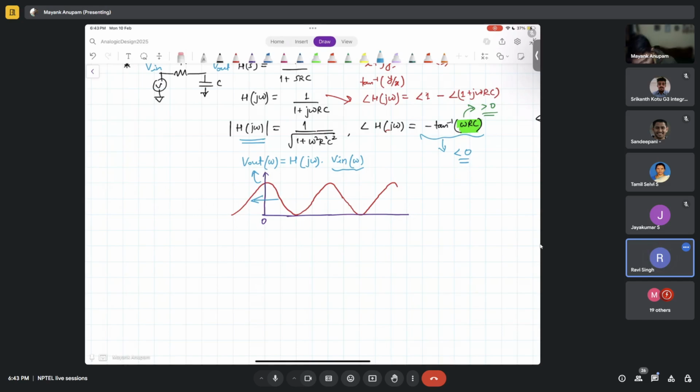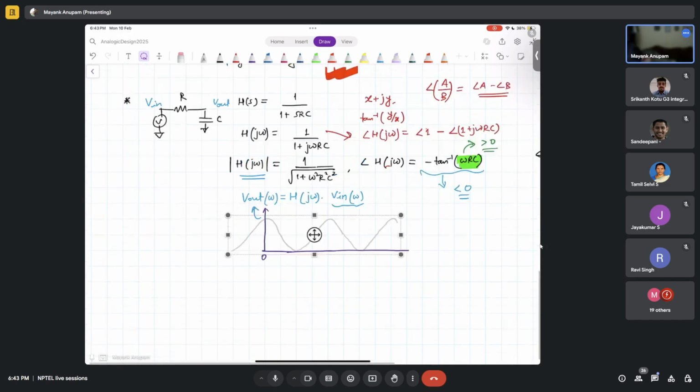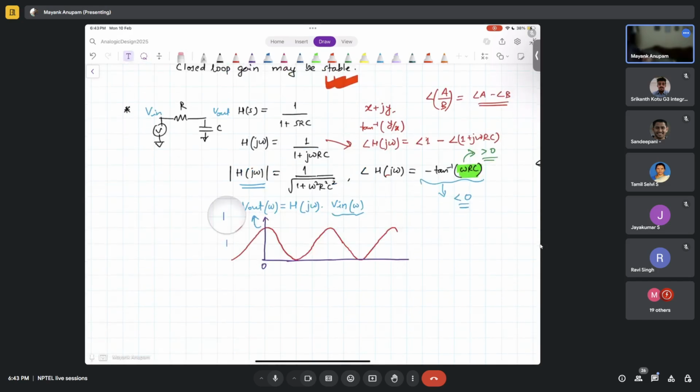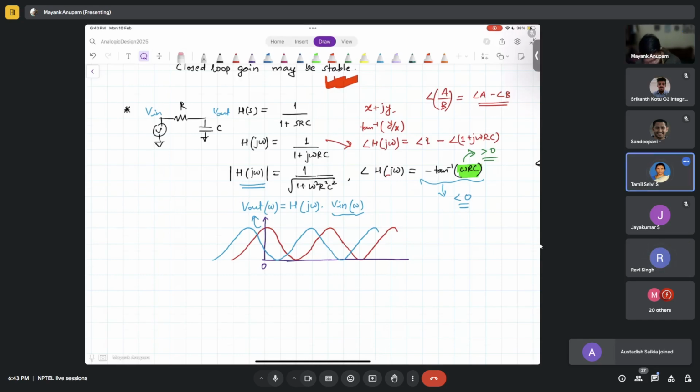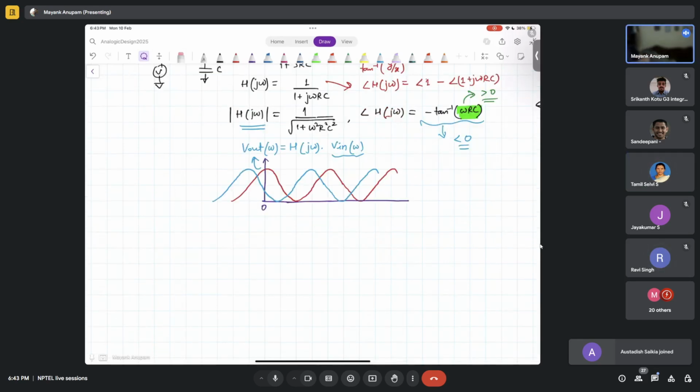Yes, so let me just copy and paste. I do not want to do the same drawing again. Copy, paste. Let's use a different color here. Then it will look something of this kind, correct? Yes. So this is your V out.